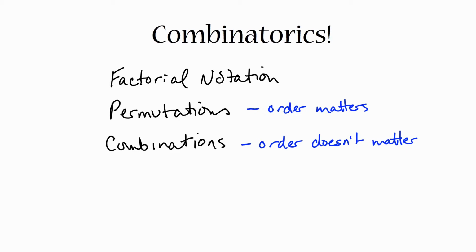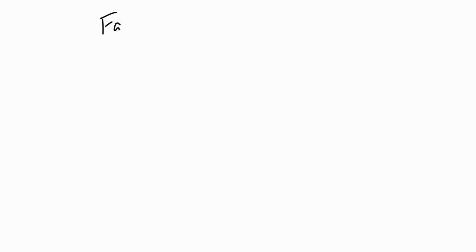Whereas if I have 7 numbers and I'm trying to call my mom, the order of those numbers does matter. There's only one permutation of the 7 digits in my mother's phone number that actually allows me to call her in particular. So a phone number is a unique permutation of the one combination of 7 numbers that is my mother's phone number. So, starting with factorial notation.